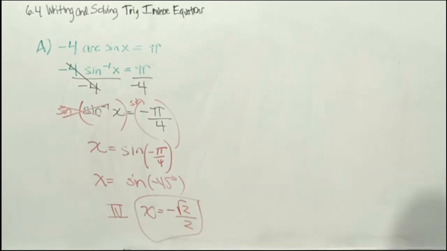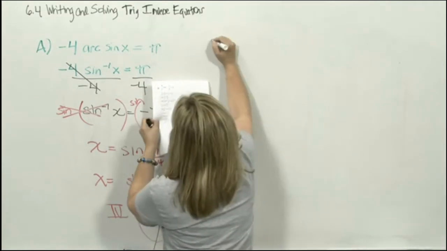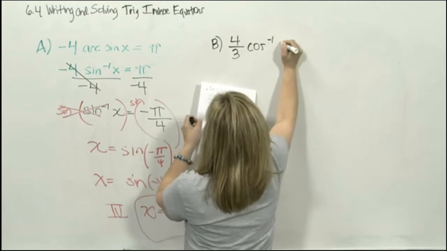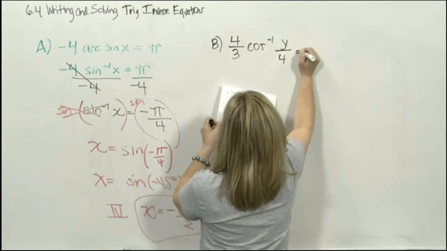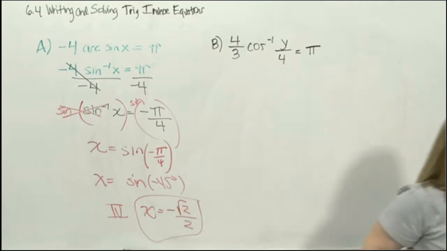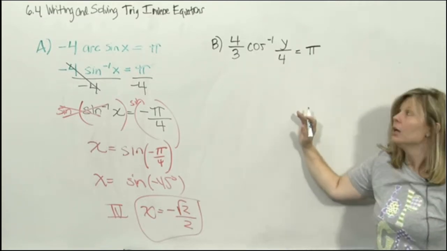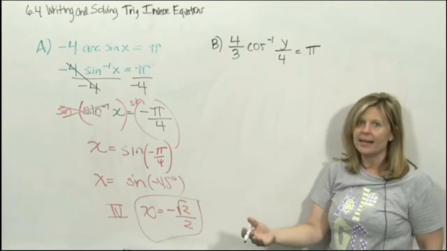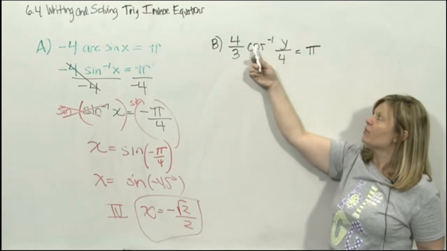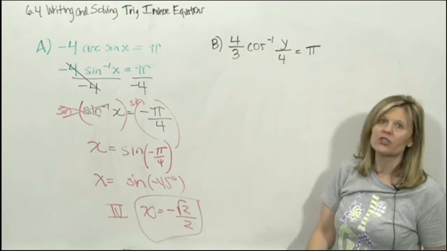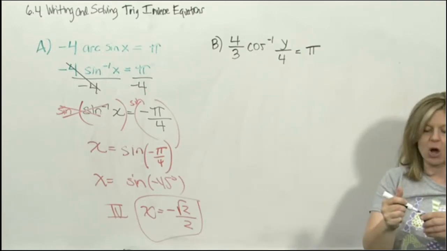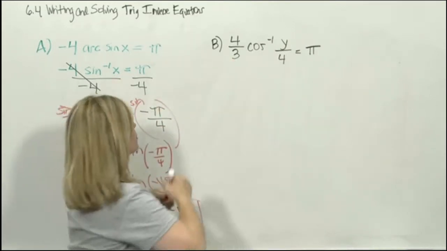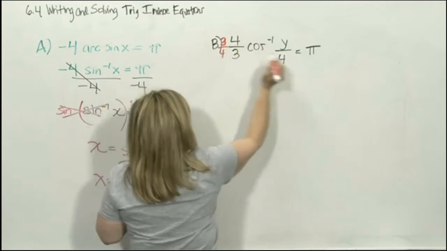Let's try the next one. Let's go to B. 4/3 cosine inverse of y over 4 equals pi. Now the directions say to solve. We're solving for the variable y. So to solve for y, we want to get y by itself. Well, y is part of the trig inverse. So the first goal is to get anything that's not part of the inverse over to the other side. We all know we can move 4/3 by the reciprocal, which is 3/4. So that's what we're going to do.